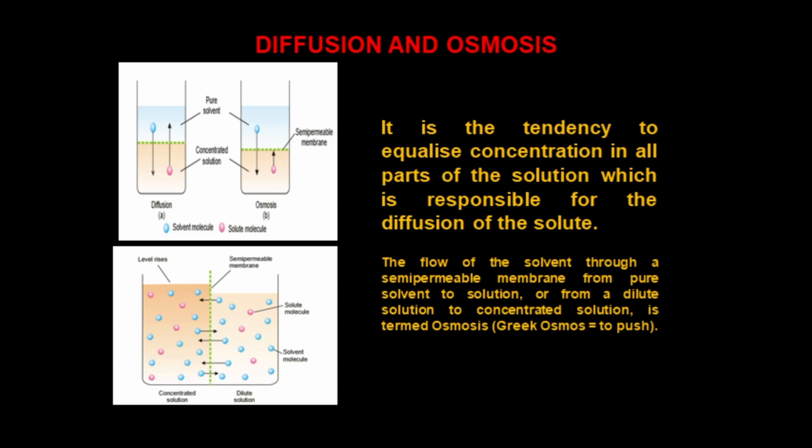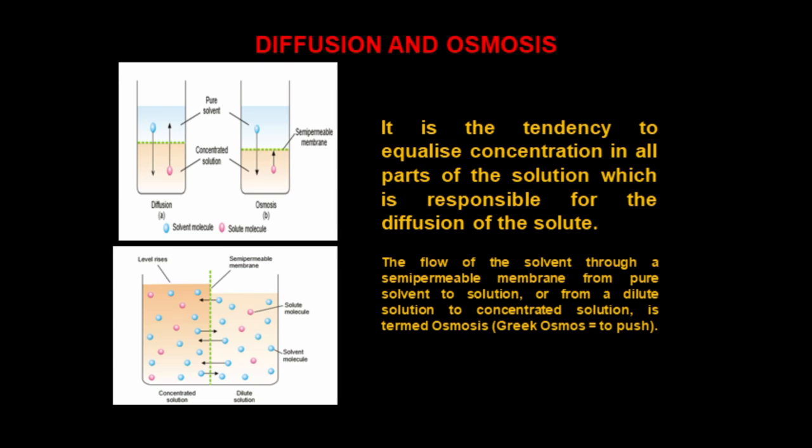concentration of both the layers become equal to each other. That is, in the potassium permanganate solution, potassium permanganate is the solute and water is the solvent. Both the potassium permanganate as well as the water move over both the layers until they reach equal concentration. That is called diffusion.